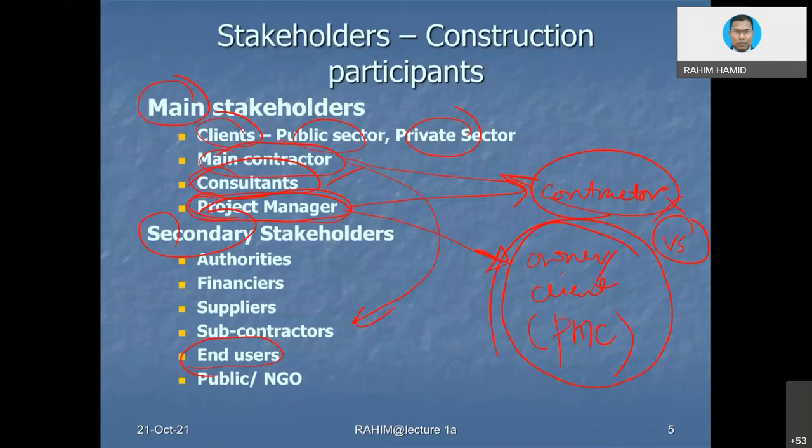But the building might not belong to JKR. The building might belong to a school. So who are the users? The users, basically, are the school teachers and administration, plus what we call the school children. That would be categorized as user. So the user basically has a say in terms of the things that they like. And normally, a good design would take into account user input.